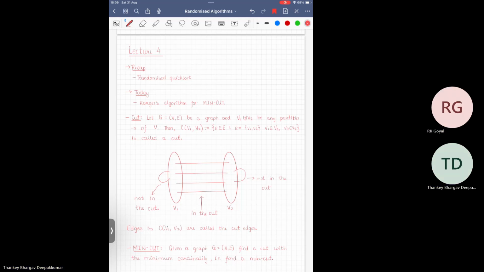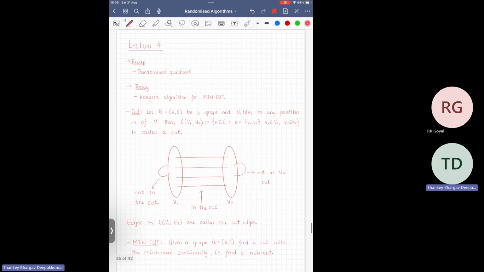Okay, before we go to the next topic, do you have any questions about randomized quicksort? No, it is very much clear to me. I understood the entire proof.